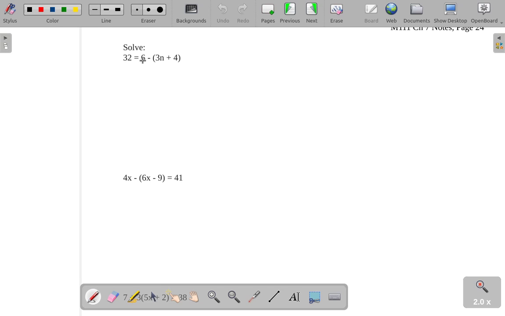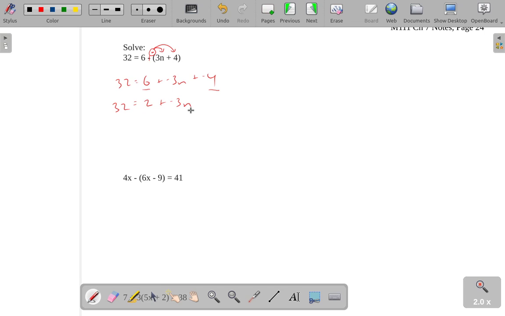Alright, so on this one, it looks like we're going to need to use the distributive property because I have a negative in front of the parentheses. And let me actually rewrite it this way so I can say that there's a negative 1 if you want to think of it that way, or just a negative in front of the parentheses that needs to be distributed. So we get 32 equals 6 plus negative 3n plus negative 4. I can simplify this a little bit more, combining the 6 and the negative 4 together to get a 2. Just copy down everything else. I have 32 equals 2 plus 3n, negative 3n.